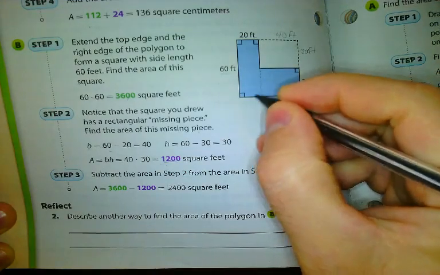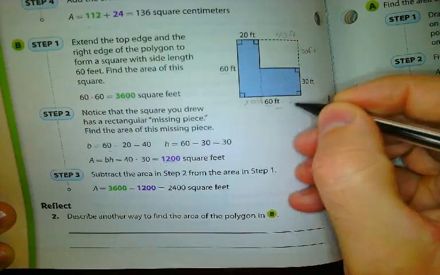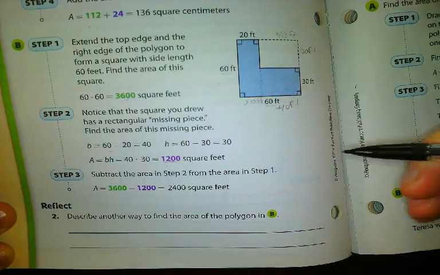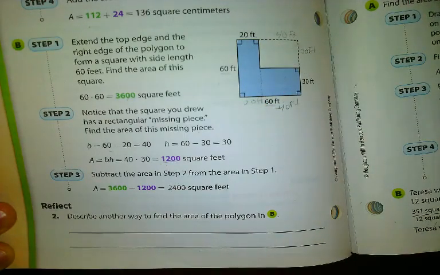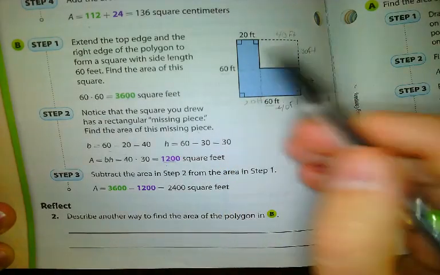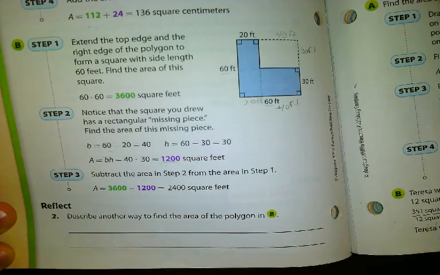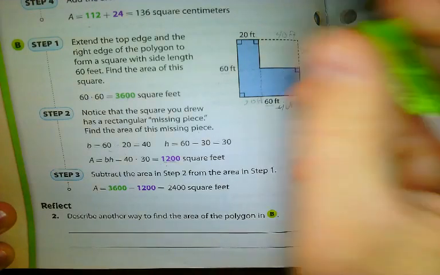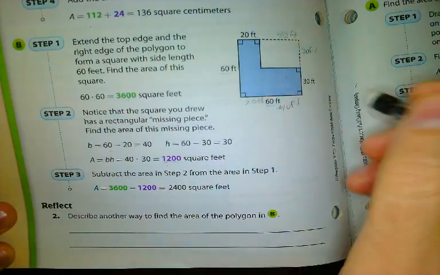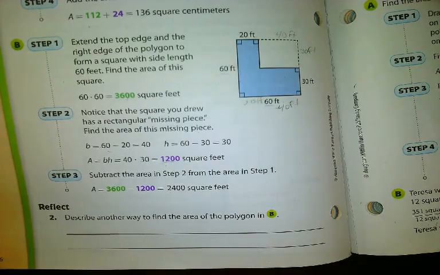We would have to remember that we're subtracting 20 from that 60. So it would be 40 by 30 here, and we have 20 by 60 here. We could do it that way, or we could just cut it off here, and we could have 30 by 60, and we could have 20 by 30. So depending on which way you look at it, how you see to solve it first, there's multiple ways that you could try to solve it, and all of them will give you the same answer of 2,400 square feet if you do it right with the areas.